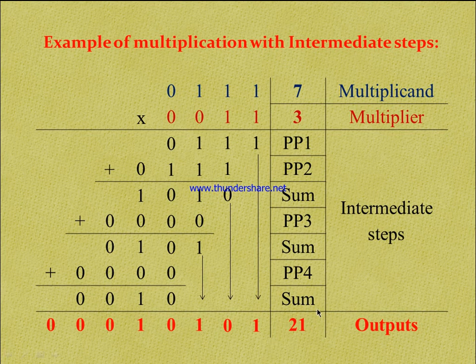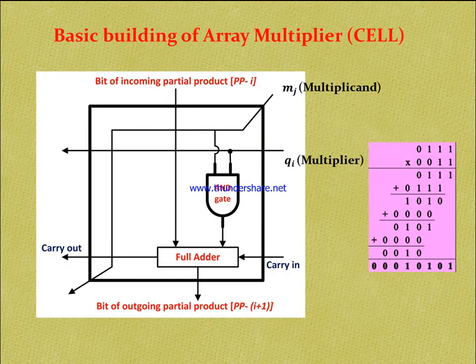Now we will see the basic building block of the array multiplier, that means the cell. This is the cell which will be used in the array multiplier. That means this is the building block. For each and every bit multiplication we require this kind of cell. So let's see with an example, the same example that we performed earlier, we write here.